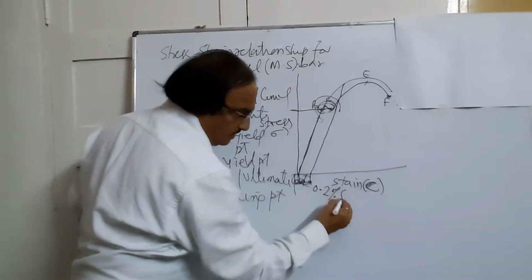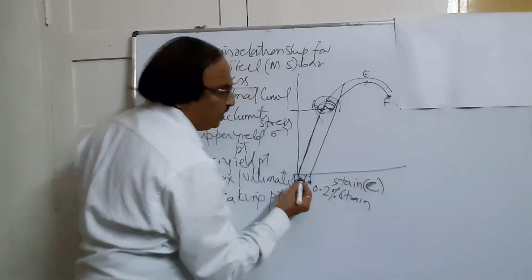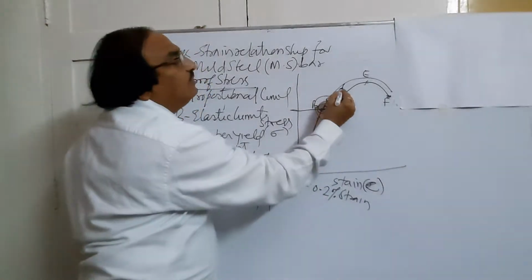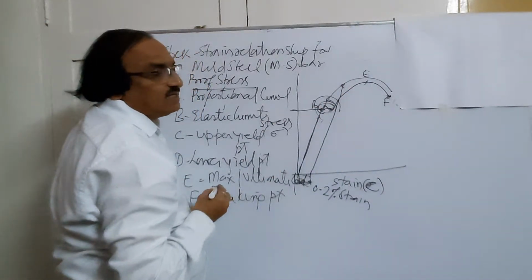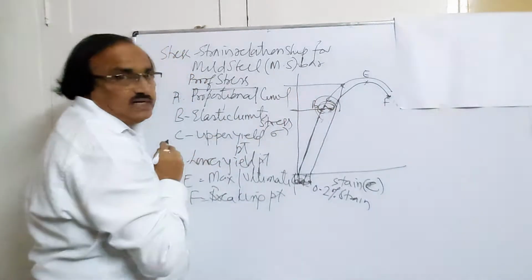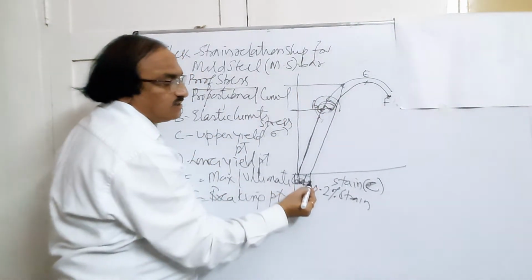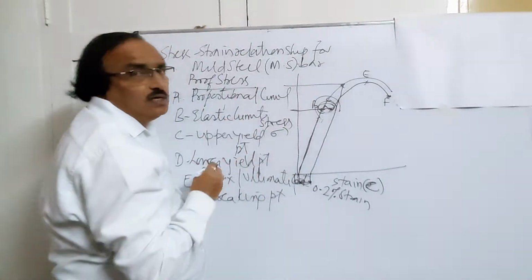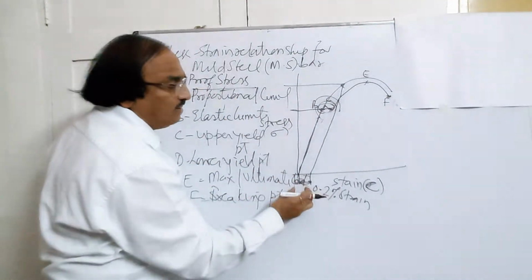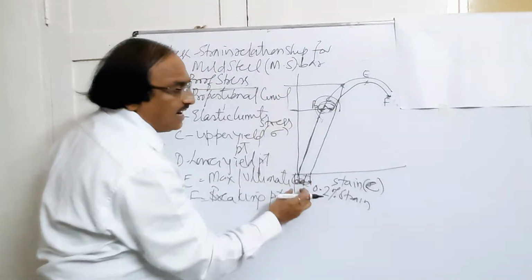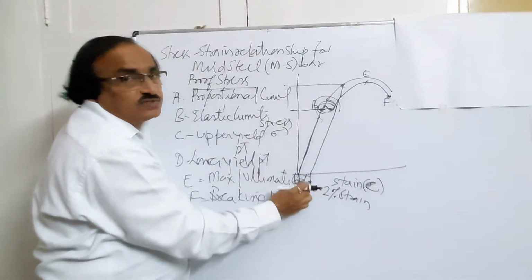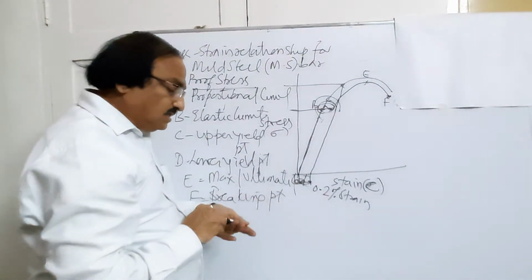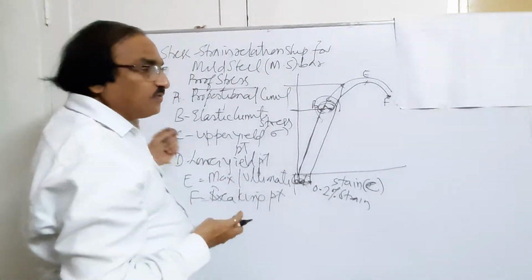0.2% strain. So at 0.2% strain, if you draw a line parallel to this straight line, it will be meeting the curve at a point. This stress is known as the proof stress. Remember, the stress at 0.2% strain is known as the proof stress. So in other materials, this will help us to find out the proof stress.